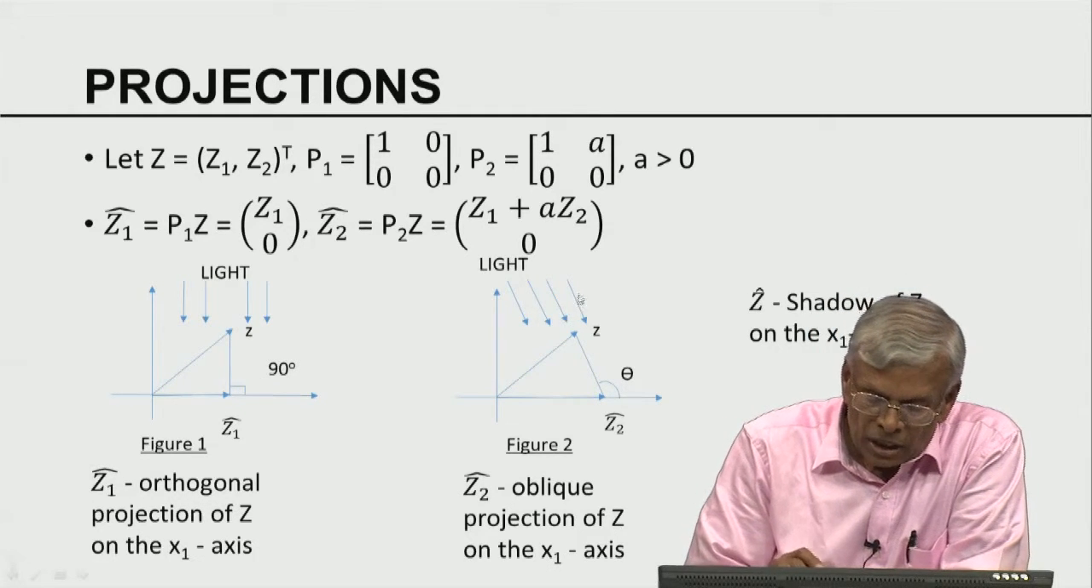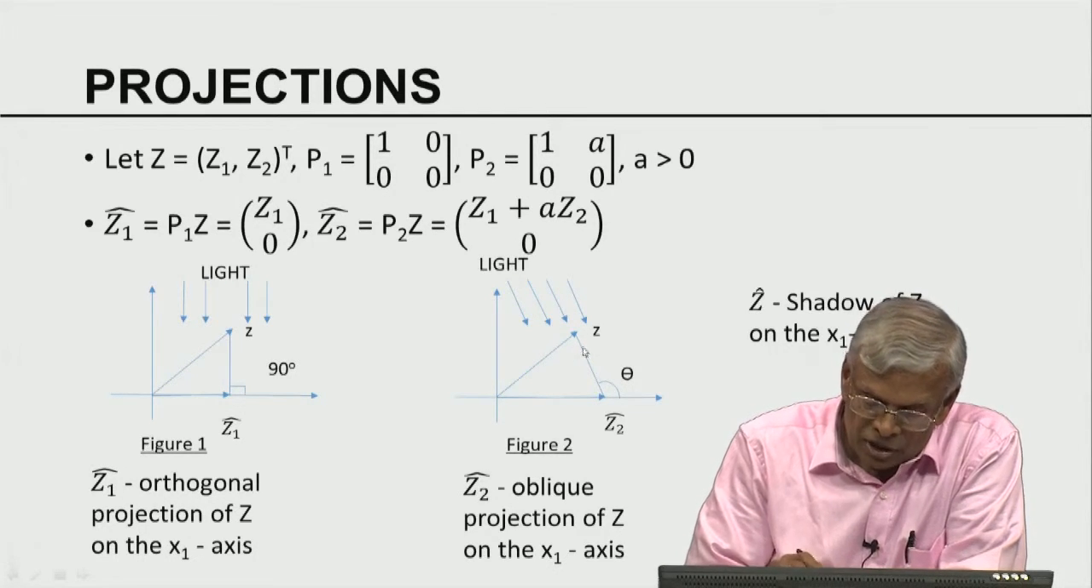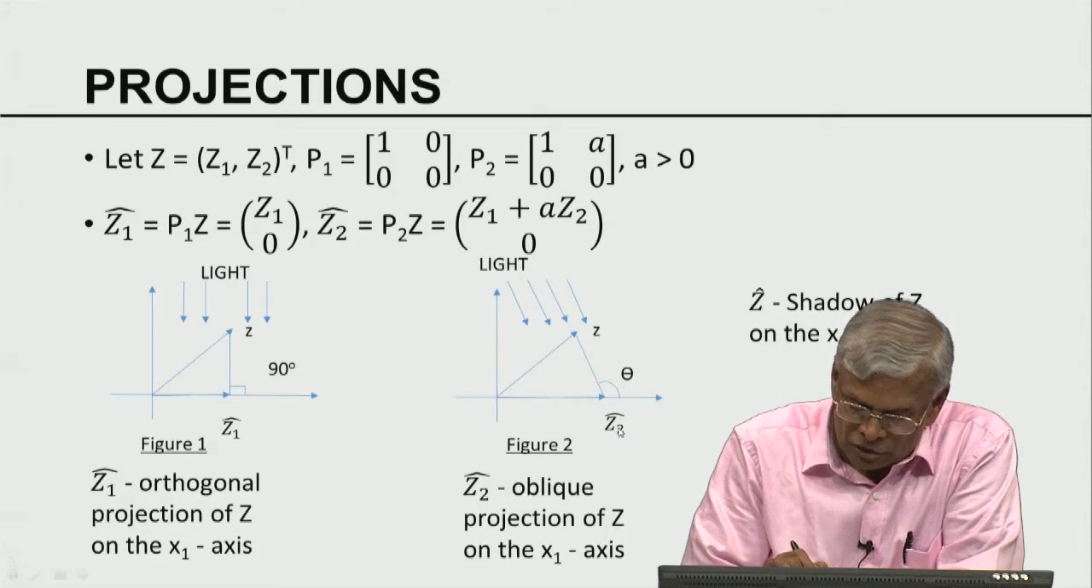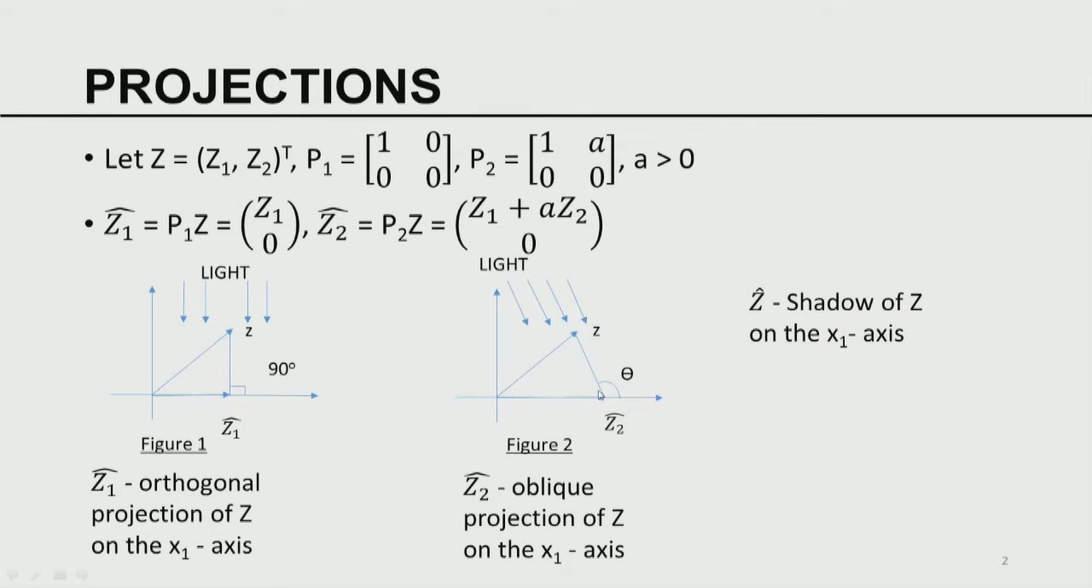On the other hand, if you shine light in a direction not parallel to the y axis, the shadow cast by z on the x axis is z2 hat. If I join the tip of these two vectors, the angle is theta. In this case, theta is not equal to 90. So this is called oblique projection. So z1 hat is called an orthogonal projection of z onto the x1 axis. z2 hat is the oblique projection of z onto the x1 axis. Oblique and orthogonal are decided simply by the direction in which light is shone on the vector z.